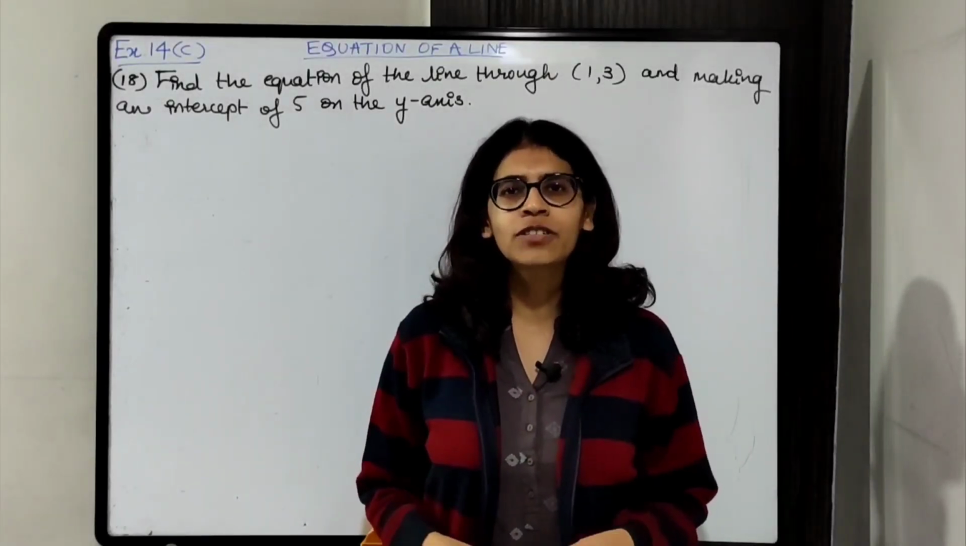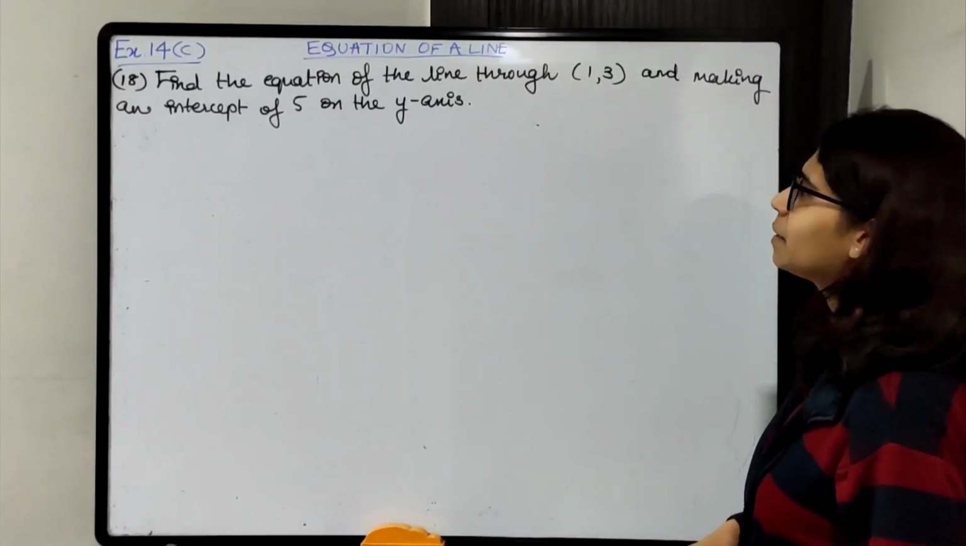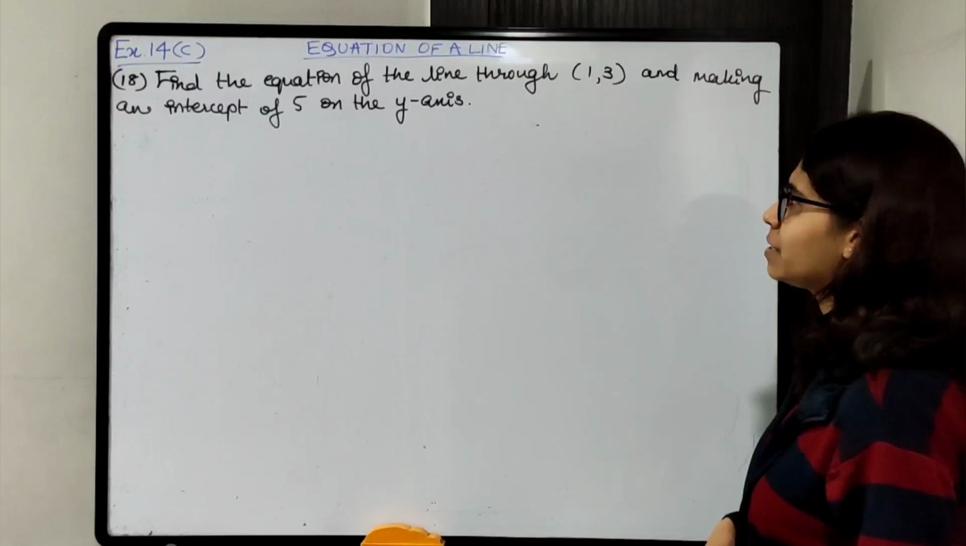Let's solve the next question, question number 18. Find the equation of the line through 1, 3 and making an intercept of 5 on the y-axis.